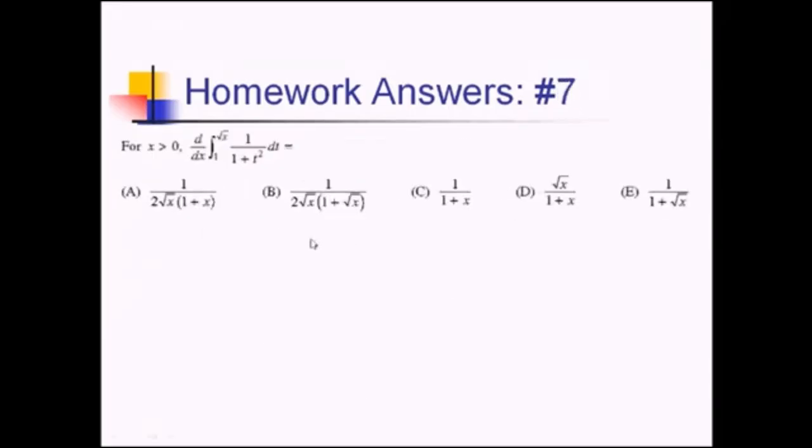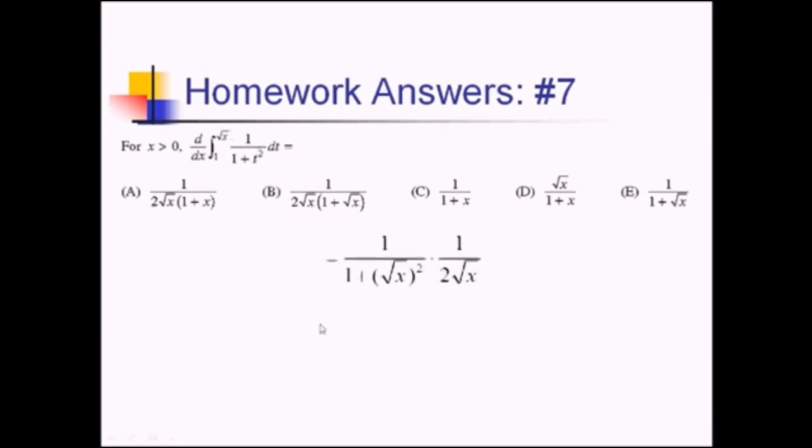For number 7, we're trying to find the derivative of the integral from 1 to radical x of 1 over 1 plus t squared. Because we have a variable in the upper limit and we're taking a derivative of an integral, we can essentially just plug in this radical x wherever we see a t. There's a price though. We've got to use our chain rule and multiply by the derivative of radical x as well. So this will be 1 over 1 plus radical x squared, times x to the negative 1/2, or 1 over 2 times radical x.